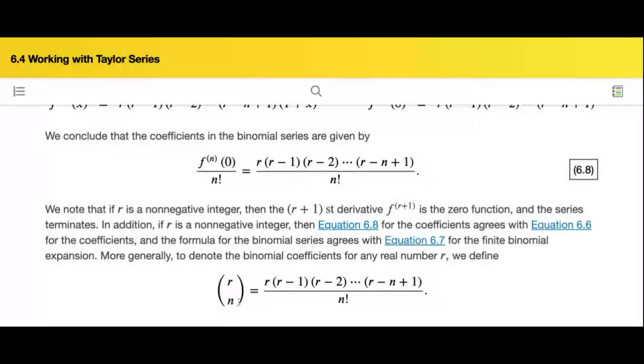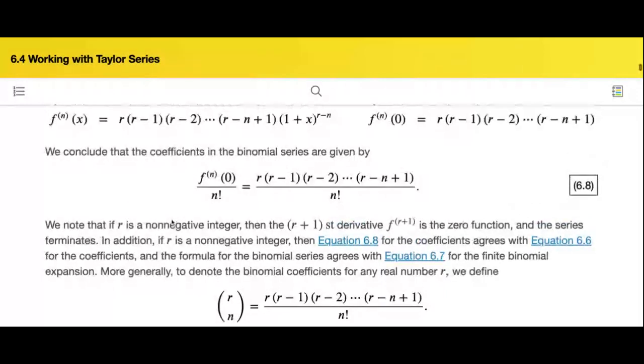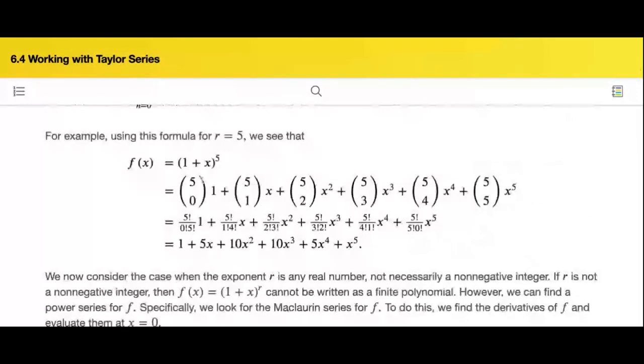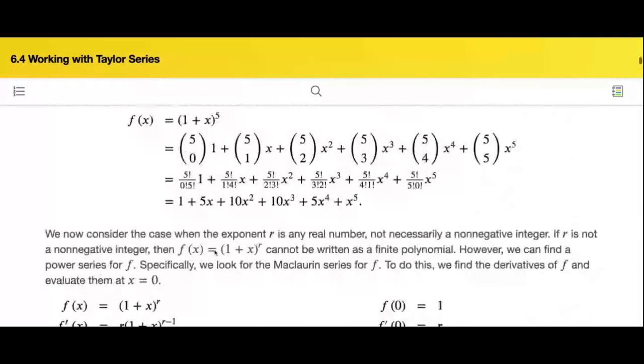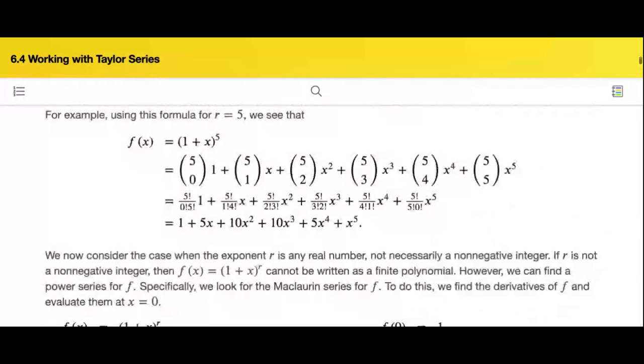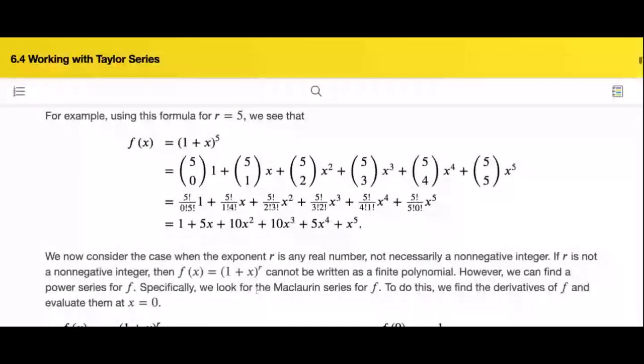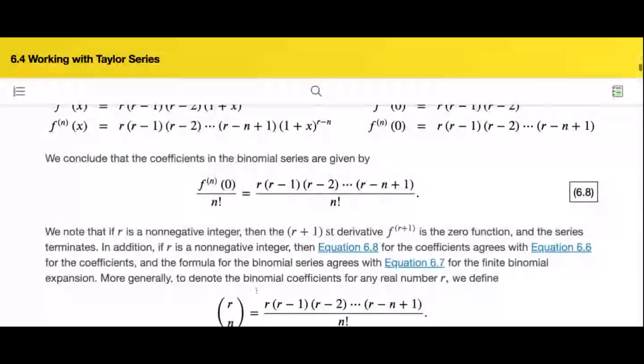So this is to verify why each coefficient is just this, right? Just the combination of r choosing n things. Does anyone have any questions?